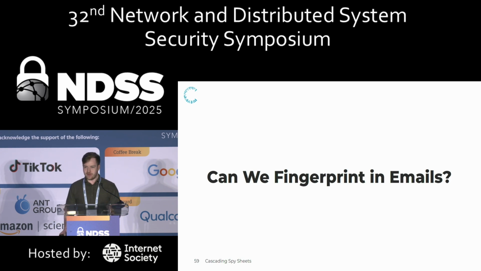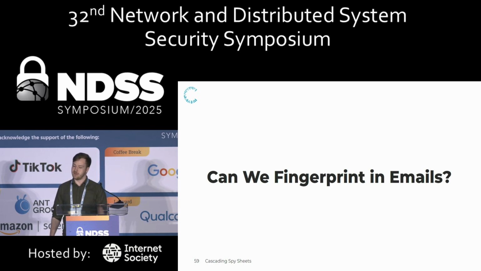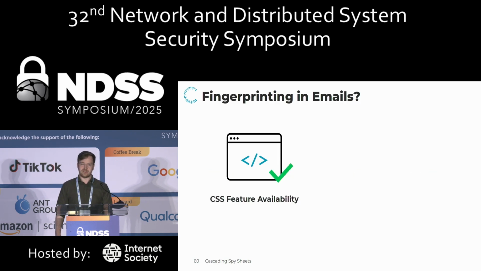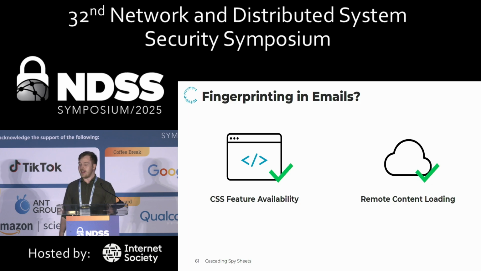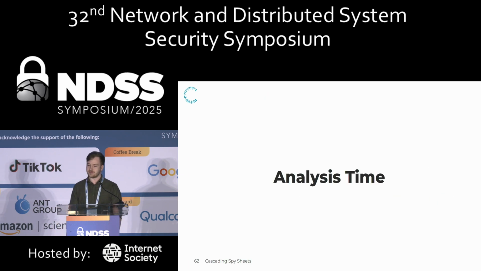So if we have HTML emails and we can render HTML in the browser, the big question is, can we fingerprint in emails? And for this, we basically only have to check two things. On the one hand, we have to check if a certain CSS feature is available, because we already know that it is just a browser engine, so the only thing they can do is take the feature away from us. And we have to check if we have remote content loading in order to exfiltrate our fingerprints.